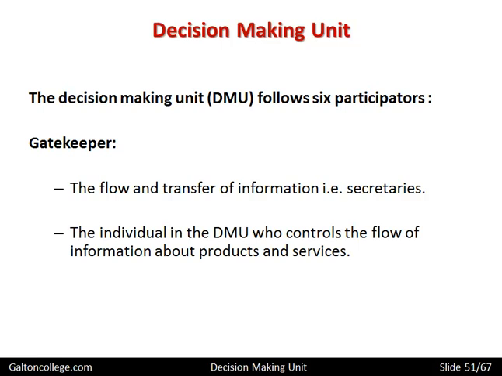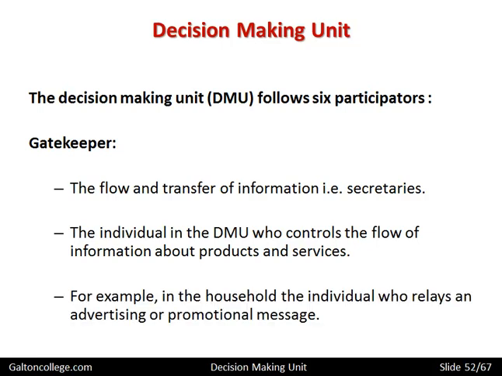The individual in the decision-making unit who controls the flow of information about products and services, those are the gatekeepers, the ones who control the flow of information about products and services. For example, in the household, the individual who relays advertising and the promotional message, that's the gatekeeper. It's the one who picks up on the information and then passes it along. That's the gatekeeper.